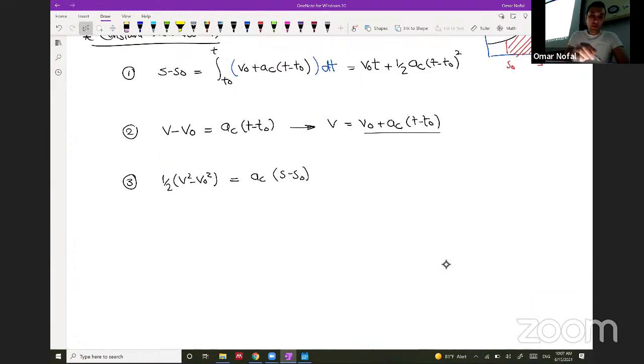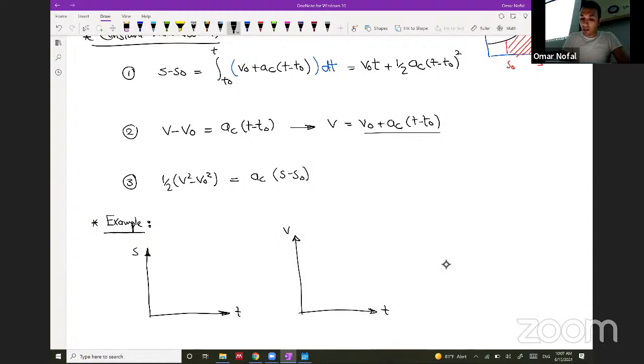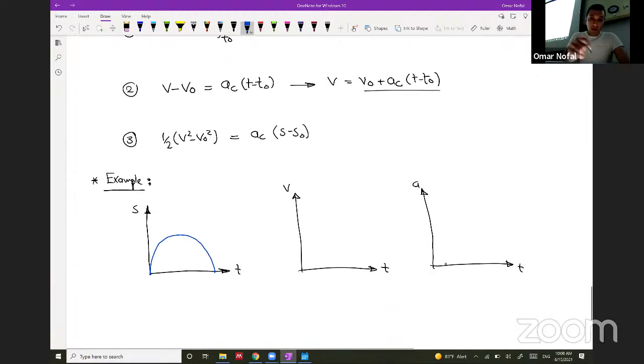All right, so let's get a small example. If we have a relationship between S and T, and we need to get the V with respect to T and also the A with respect to T. So if the relationship between S and T is a parabolic curve of the second degree, something like T squared, and we want to get the relationship between V and T and A and T and know how it looks. So let's see how this looks.